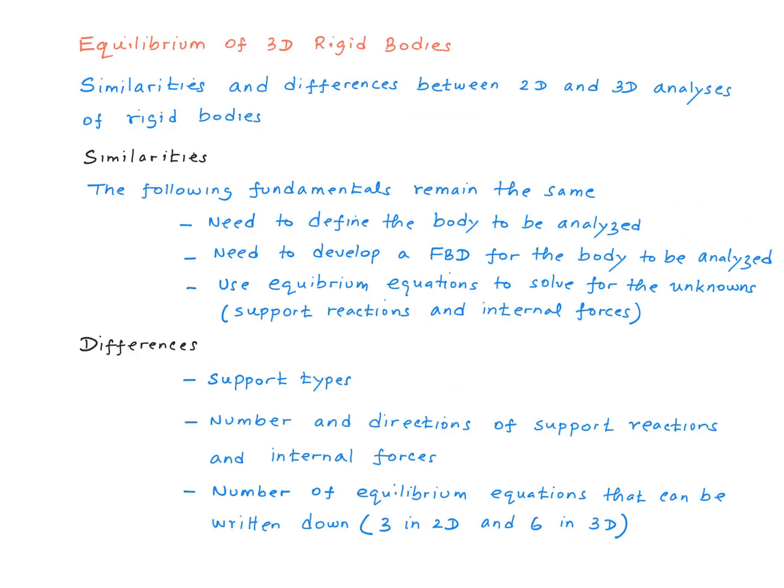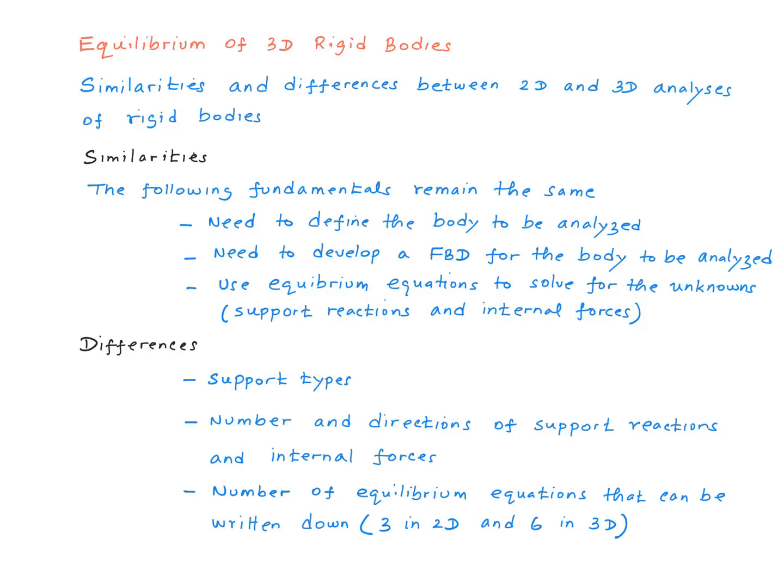So we spent a lot of time talking about 2D rigid bodies and the analysis of them. So let's look at the similarities and differences between 2D and 3D analyses. In a nutshell, the fundamentals are the same, so they differ only in details. For example, in both types, 2D and 3D, we need to define the body to be analyzed. We need to develop a free body diagram for the body to be analyzed. And then we use equilibrium equations to solve for the unknowns. The unknowns are the support reactions and the internal forces.